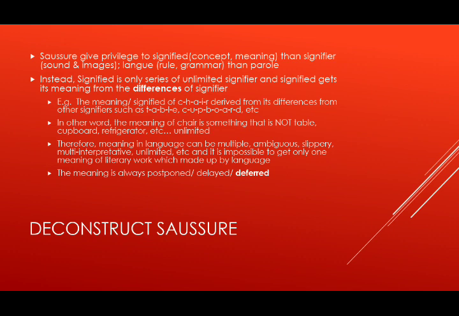So that's why it is not the signified which has a privilege, no, it is deconstructed by Derrida. No, it is not the signified. Even the signified is made up of signifiers. How can you give privilege to the signified over the signifier?